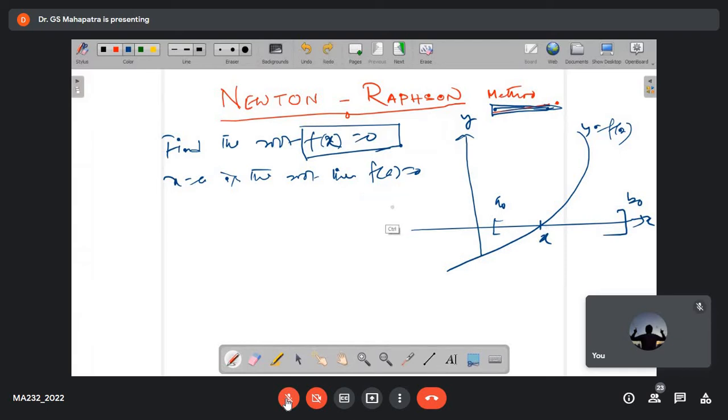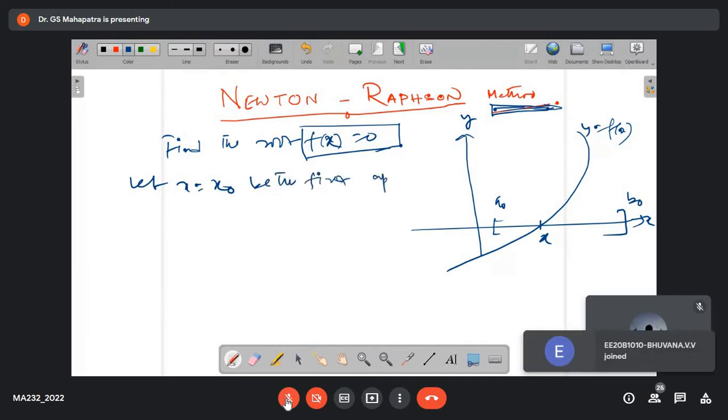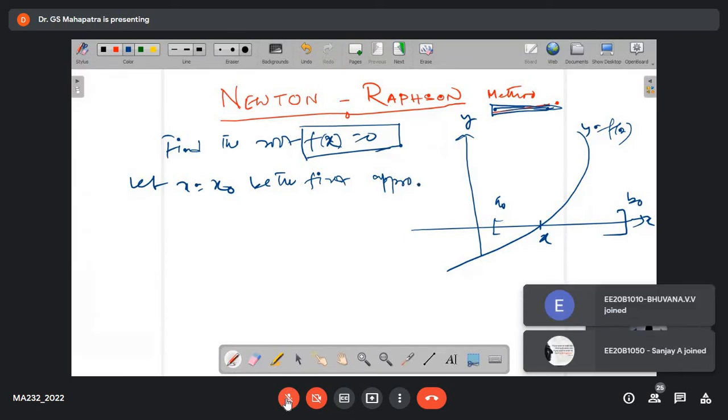Now you have to consider one approximation, the first approximation. So let x equals x0 be the first approximation. It is not actually x equals x0, that means it is not the exact solution, but near to the exact solution. Be the first approximation solution. This one is the first approximation solution.